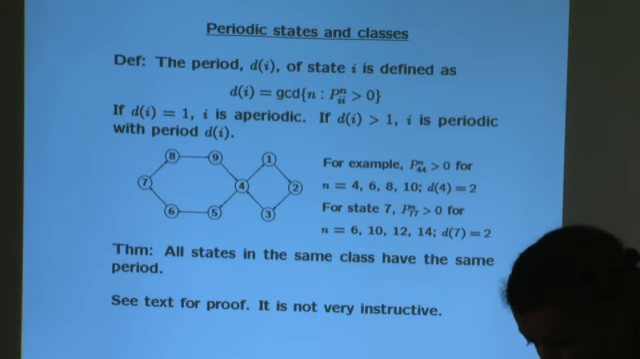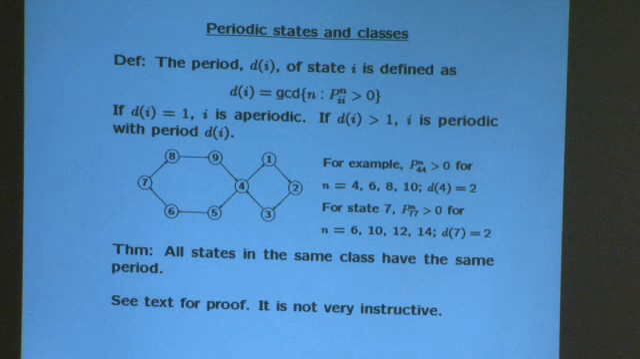But it's sort of nice, so it's good if you look at the text to see that. The period is not defined only for recurrent states? Yeah. For non-recurrent ones, it's infinity? It's 1, it's aperiodic? I think, okay, yeah. Periodicity is only defined for recurrent states.